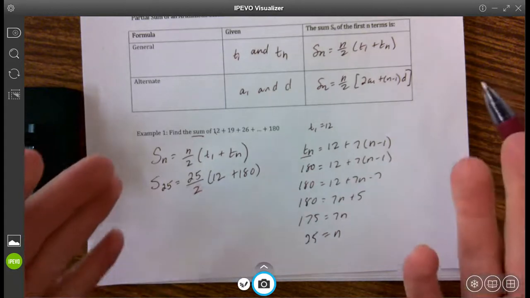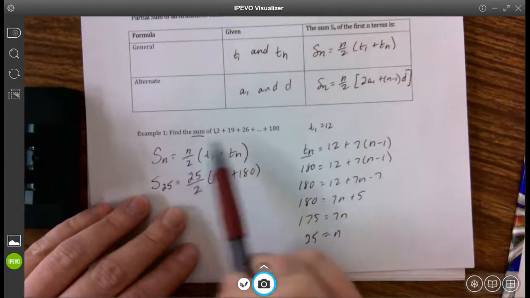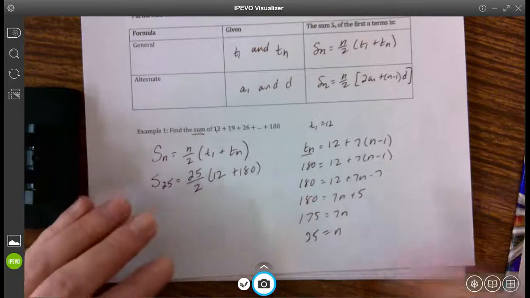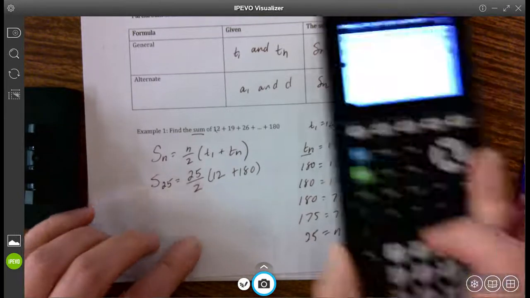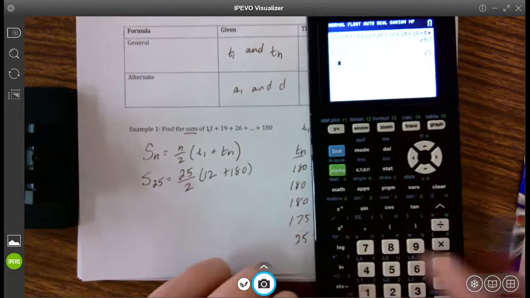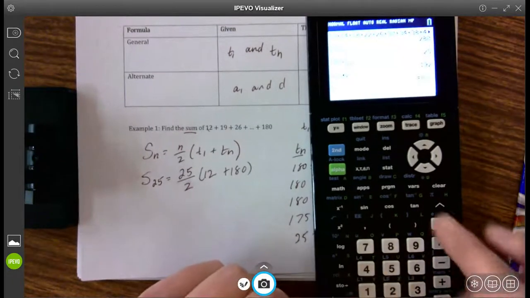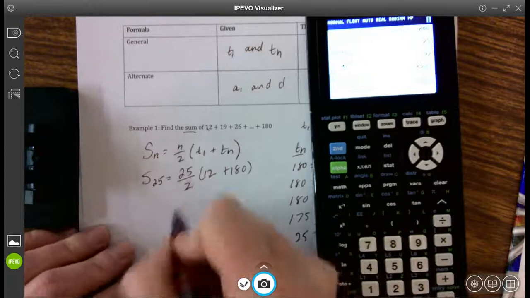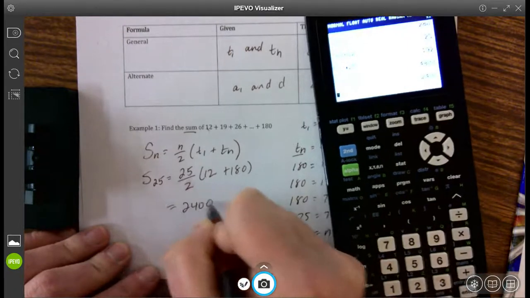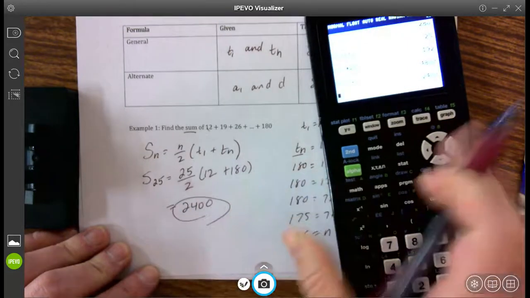So here's the thing. If you're not even sure what you're doing, write out everything you have. Write out all the formulas. Plug in everything you have and then solve. I know 180 plus 12 is going to be 192 times 25 divided by 2. So that's 2,400. So when I add all these numbers up, it's going to be 2,400.